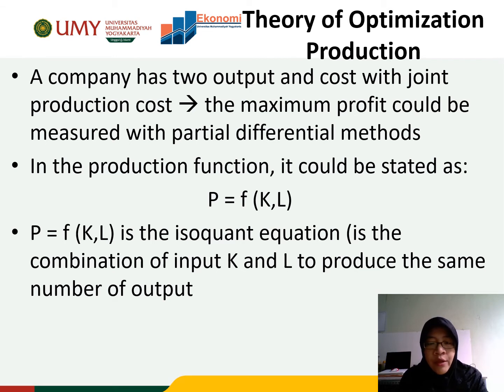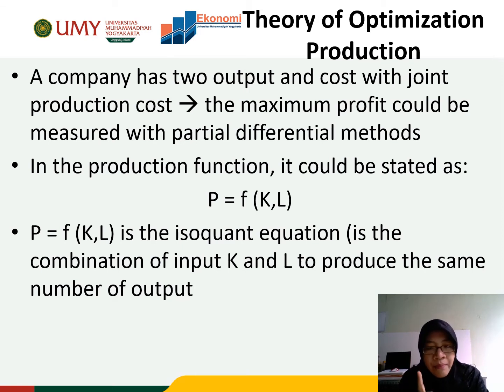are the owner, you have the company, and you have to think that you own two inputs, which are capital and labor, and you have to find the right combination for producing something, right? Produce a product for your company. So a company which has two inputs and a joint production cost can produce the maximum profit, which we measure with partial differential methods.